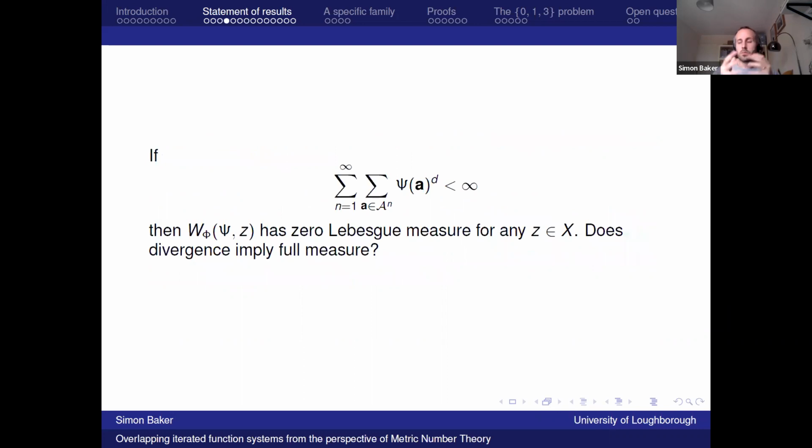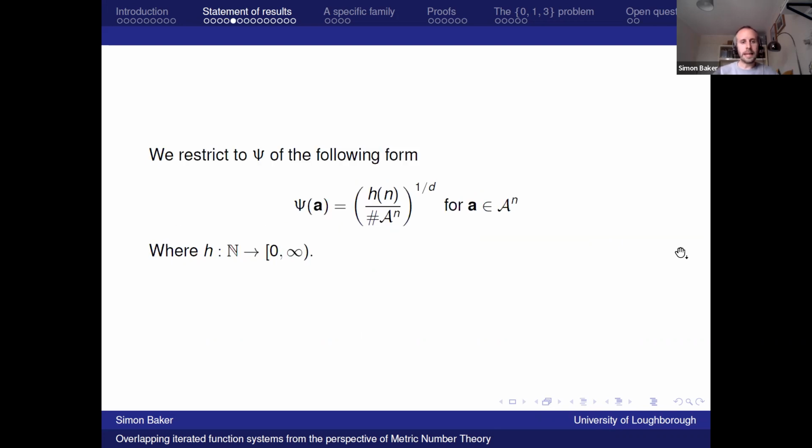Okay, so remember I mentioned we were shooting for an analog of Khintchine's theorem. The first thing to say is that it's very easy to show, if your iterated function systems are in d-dimensional space, that if this quantity here converges, then you're going to have 0 Lebesgue measure. So the question now becomes, does divergence imply full measure? And it's certainly not true in full generality, so we have to restrict to a particular nice class of psi.